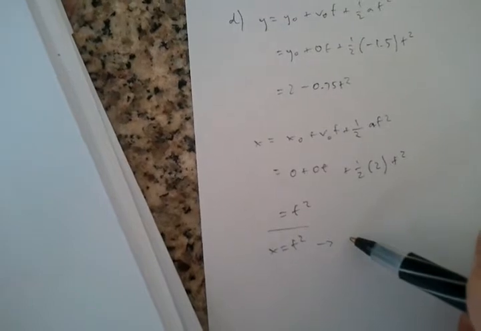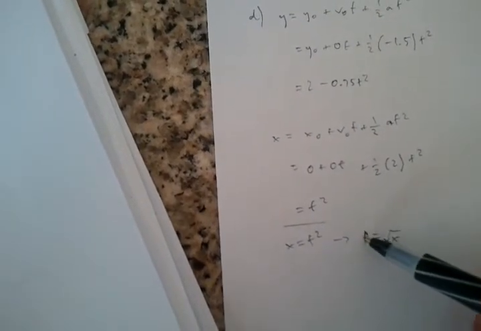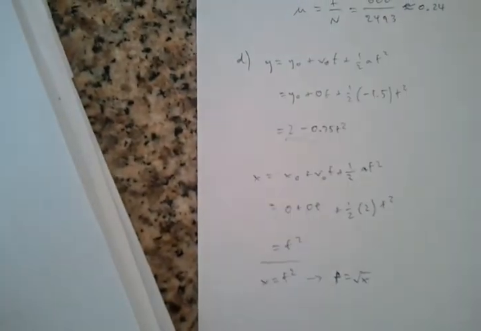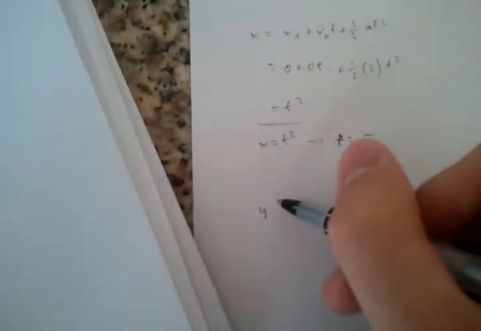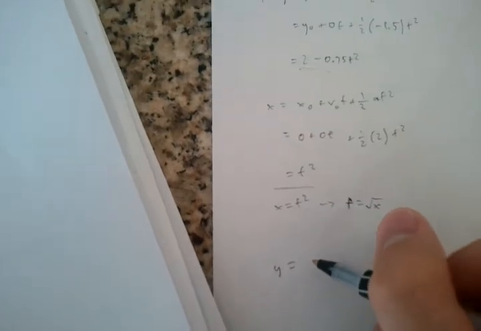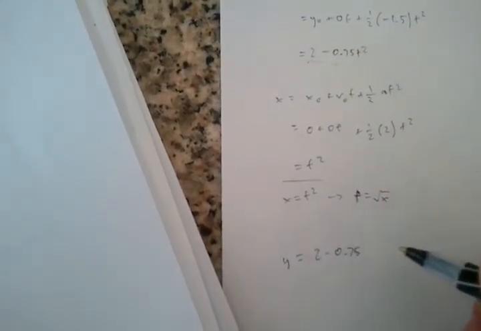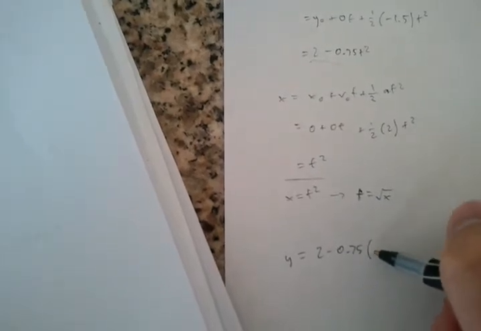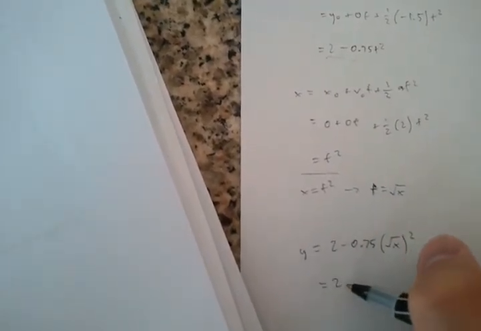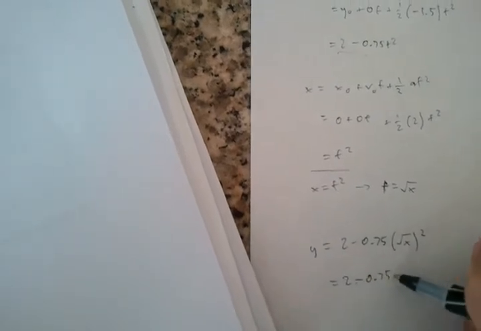x equals t squared becomes t equals the square root of x. So you plug that value into your equation for y that you had here, and you get y equals 2 minus 0.75 times the square root of x squared, which is equal to 2 minus 0.75x. And that is the answer to part D.